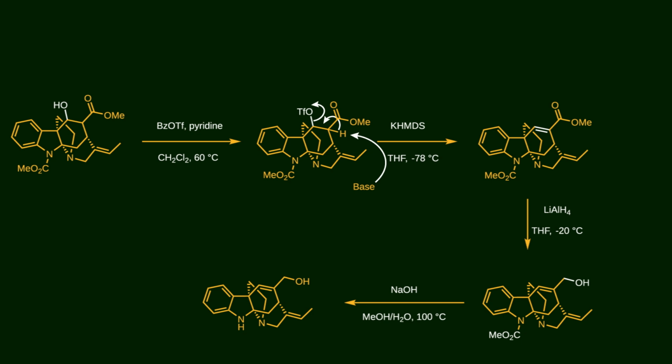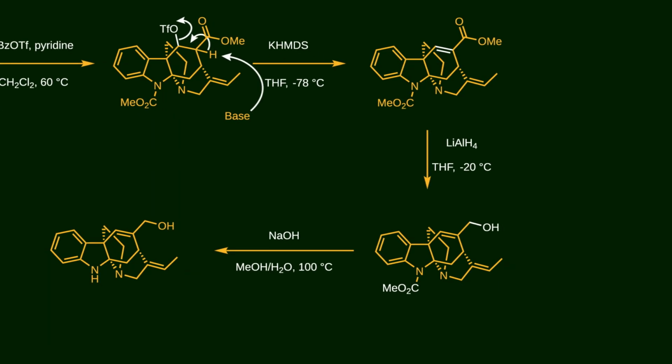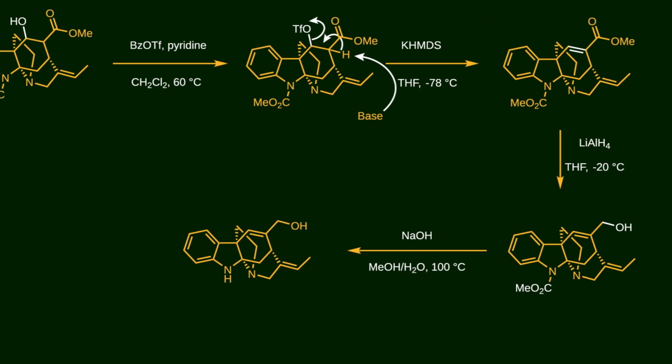Now the ester should be reduced to alcohol, but it's conjugated with a double bond, so a more powerful reducing reagent than NaBH4 is needed to do this. So lithium aluminum hydride was chosen to reduce the ester. Finally, our target is produced by deprotection of the nitrogen atom.